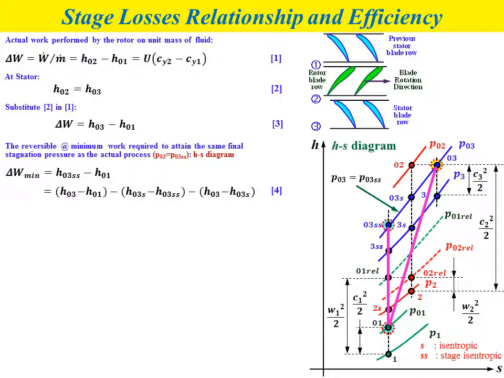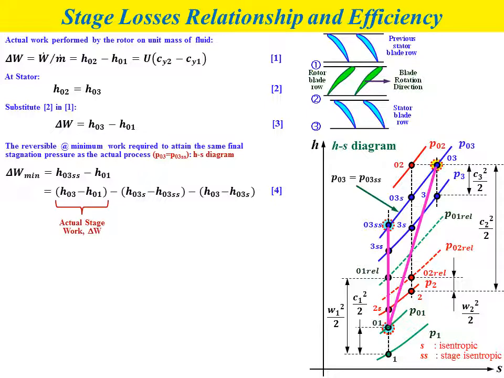Okay, so if you look at the HS diagram, delta W minimum equals H03SS minus H01, which also equals H03 minus H01, the actual enthalpy difference, minus the bracket H03S minus H03SS, minus the bracket H03 minus H03S, represented by equation number 4. So we can see clearly the value is the same if you refer to the HS diagram.